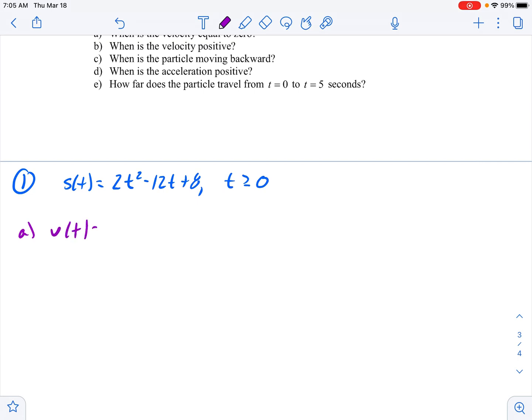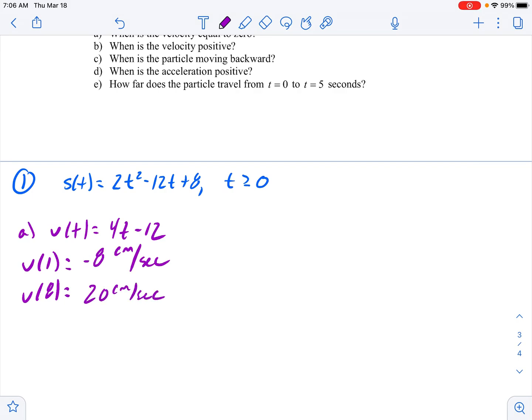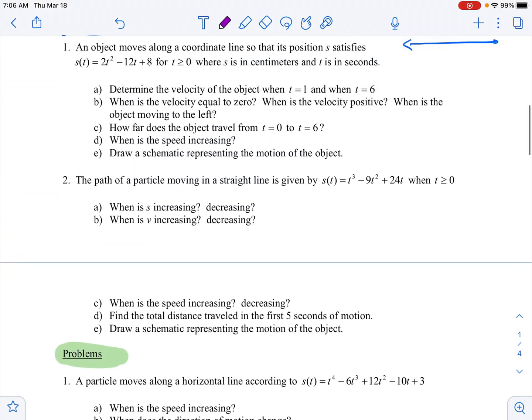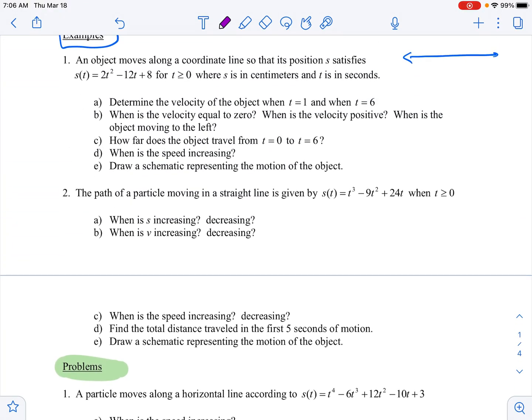To get the velocity, all we're going to do is take the first derivative. There we have it, and now we can evaluate it at whatever moments in time we want. At time 1, we get negative 8 centimeters per second. And at time 6, 4 times 6 is 24, minus 12 is 12 centimeters per second. You want to make note of the units here. We do like to include units when we know what they are. So there we go, we've got velocity at times 1 and 6.